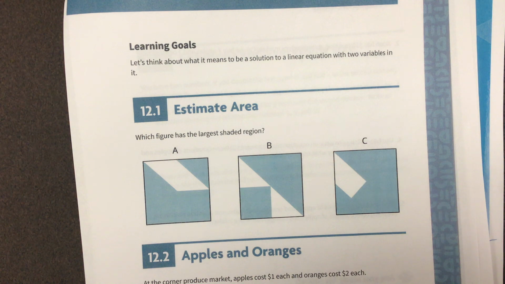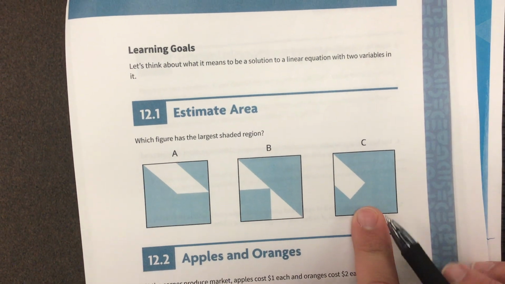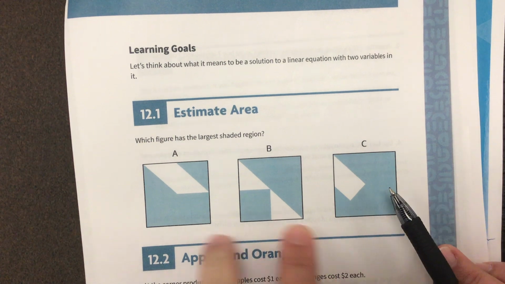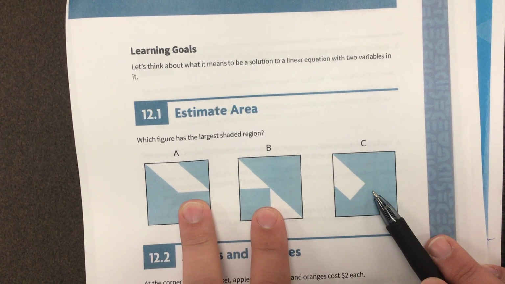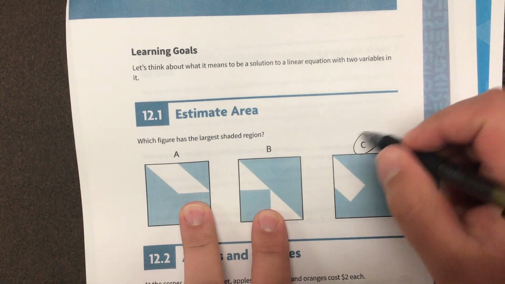Who thinks they're all the same? Who thinks there's one with the most shaded? Veronica? There's 2 equal and 1 not equal. A and B are. I think these are equal. I'd agree with that. C is. Does this one have a little more shaded? Yeah, so this one has the largest shaded area.